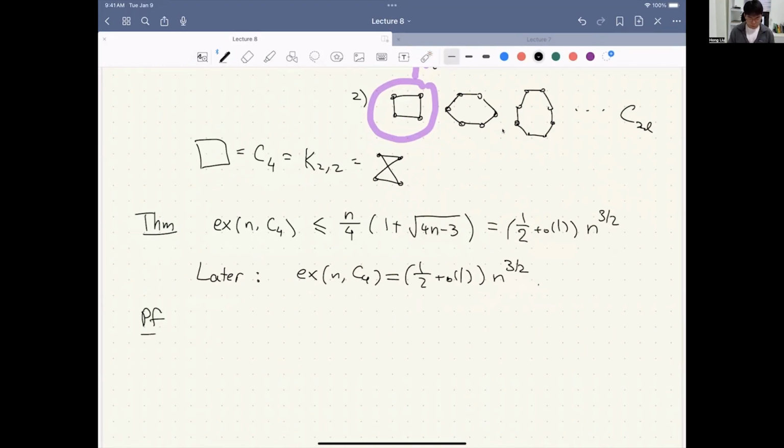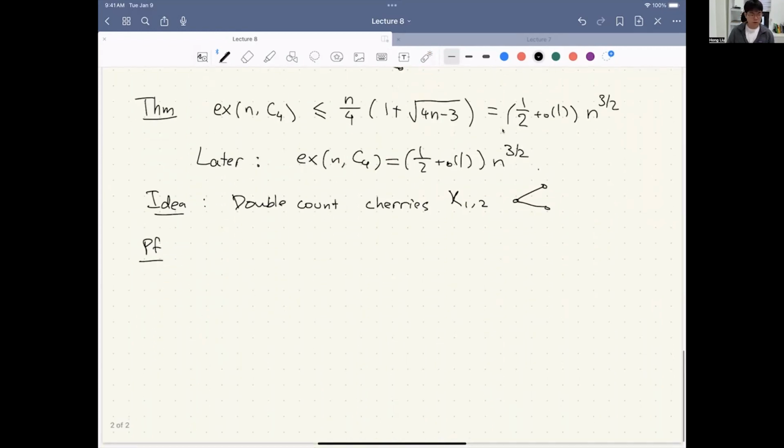So, proof. Maybe let me first say the idea. This is one line: double counting cherries, which is K_{1,2}. Here's the detail.